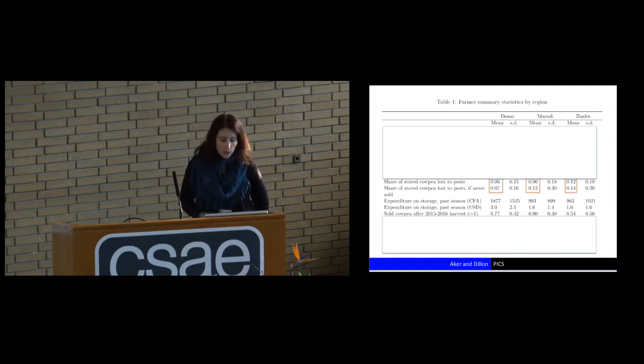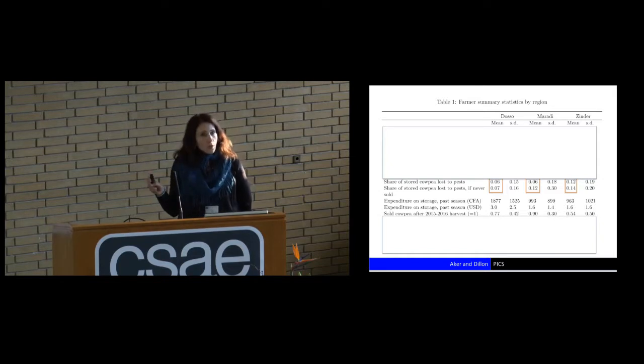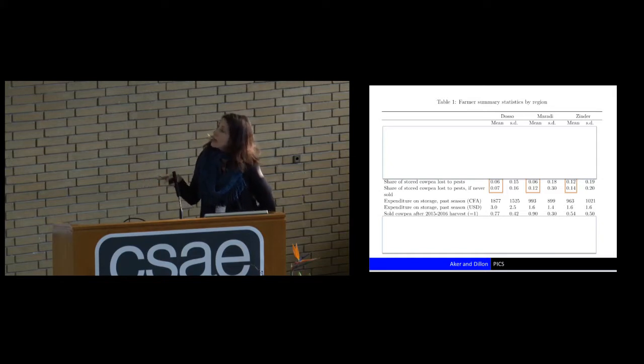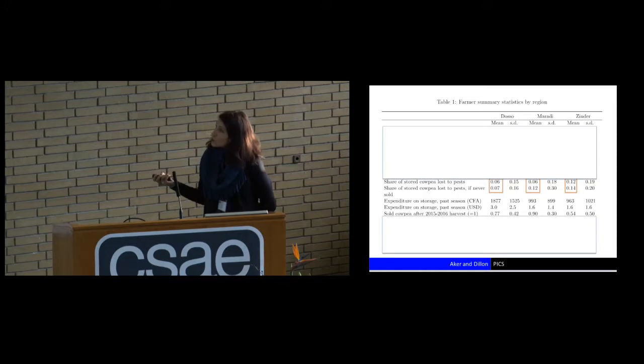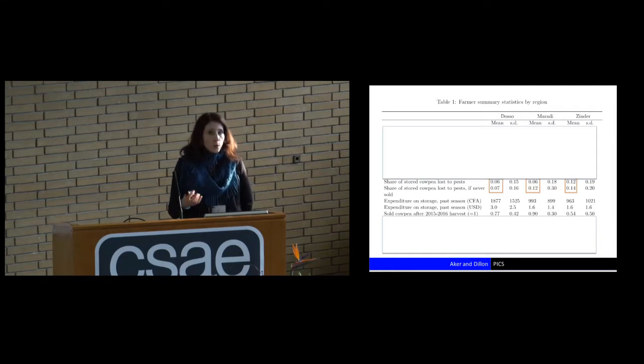Now, if you look at what they were actually doing to store, we see that they were spending about $1.50 on storage technologies in the eastern parts of the country, in Maradi and Zinder, and about double that in Dosso, perhaps not surprisingly, given the higher production levels in Dosso. A strong percentage of them were actually selling their cowpea harvest, and they were losing about 7% to pests, whether that was the weevil or rats or other types of things, regardless of whether or not they were using a storage technology.